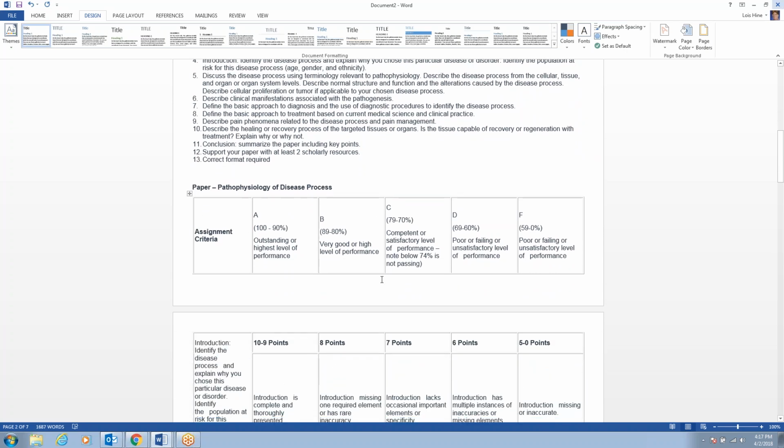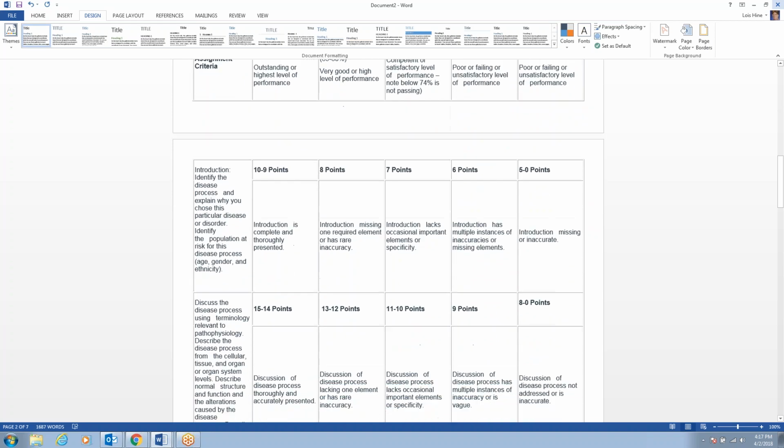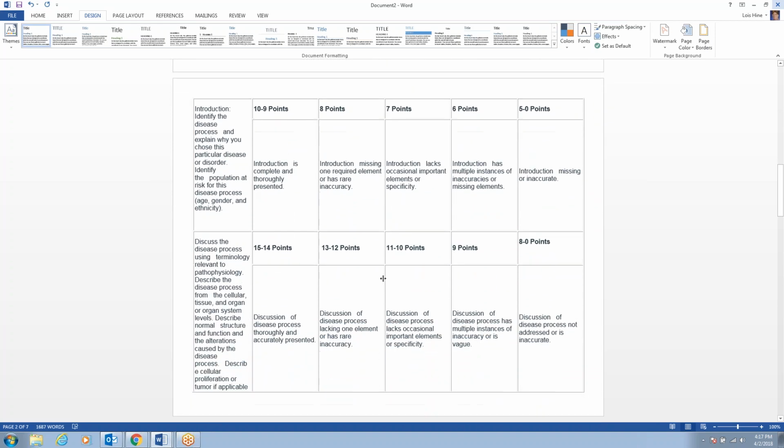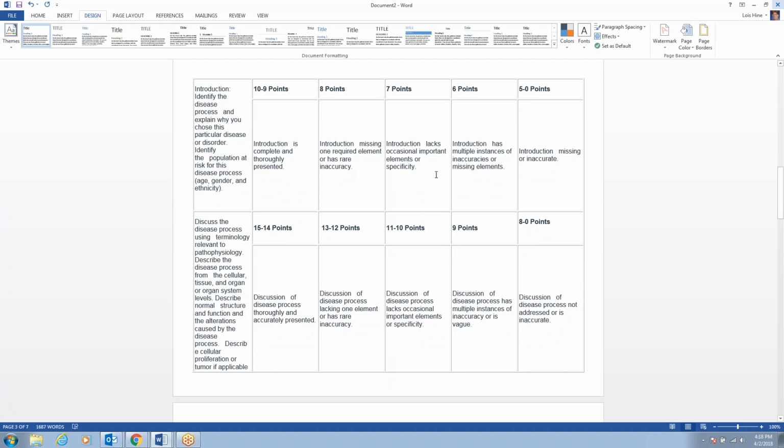Should we look at the rubric? Basically the same thing, but it helps you, this is what your teachers are going to be looking for. So the first thing we're going to say, introduction, make sure you include these things. Make sure you include age, gender, ethnicity, the different populations that are at risk, and why you want to study that part.